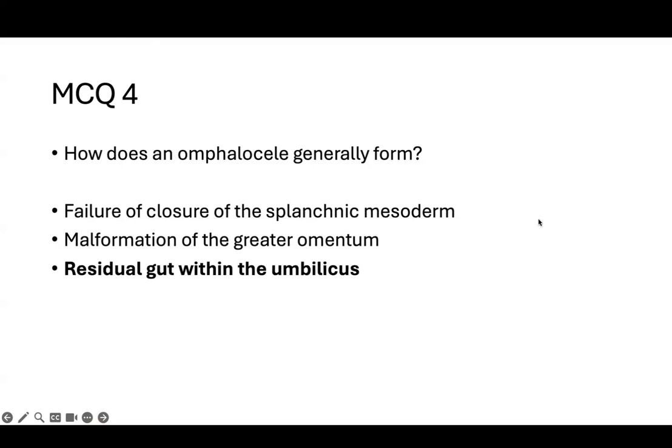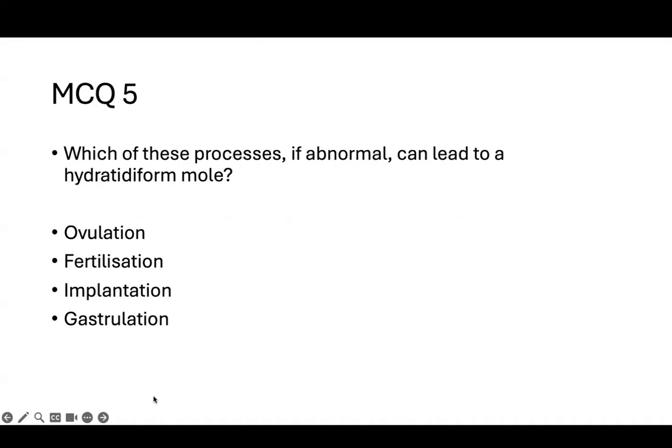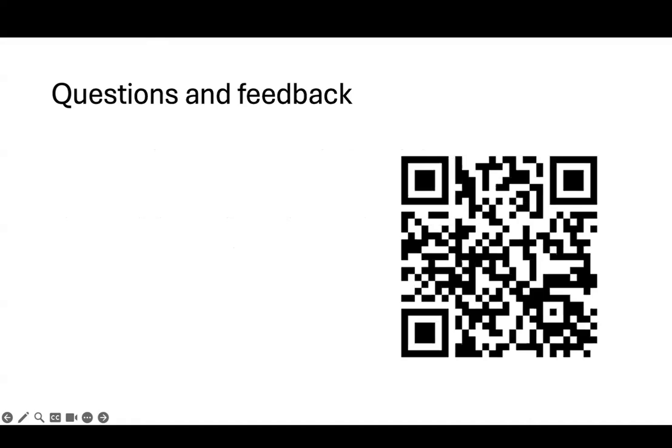So the vitelline duct is the umbilical duct. Vitelline arteries supply the umbilicus, so that's another way you can associate it. Okay, and finally, which of these processes, if abnormal, can lead to a hydatidiform mole? Brilliant. It is indeed fertilization. Well done. Okay, so let's go back to the question of which arch is C from.